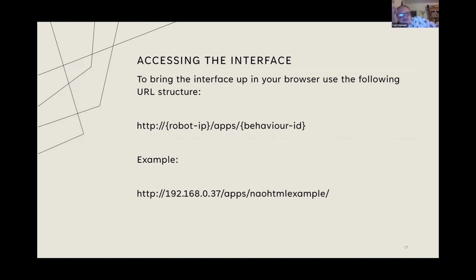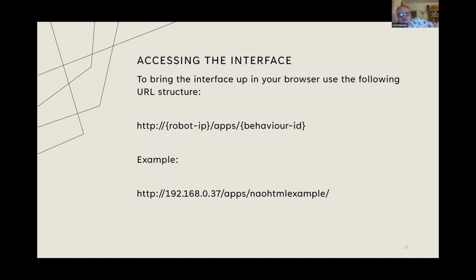Right. So once you've built this application, obviously it won't pop up on the tablet magically itself. You have to actually tell the tablet to go to it. So it means that you tend to build applications where, when the application runs, it now doesn't do anything. Then you load the web interface, and that lets you trigger off what you want it to do. And the way that you do that is in your browser. You just go to the website, which is your robot's IP address /apps/ and the behavior ID.